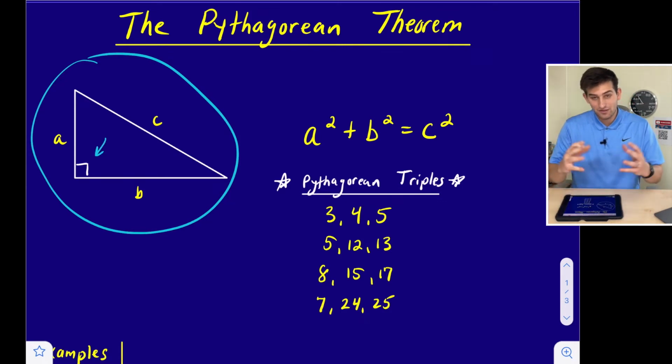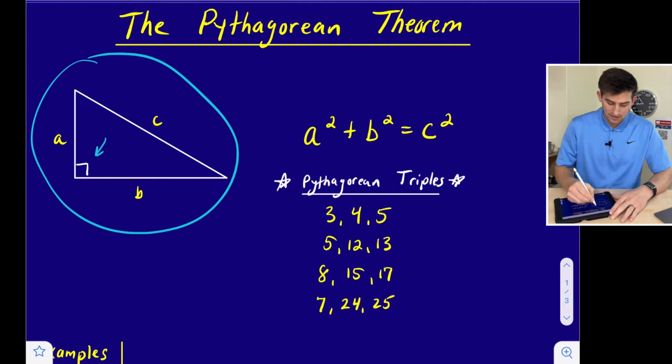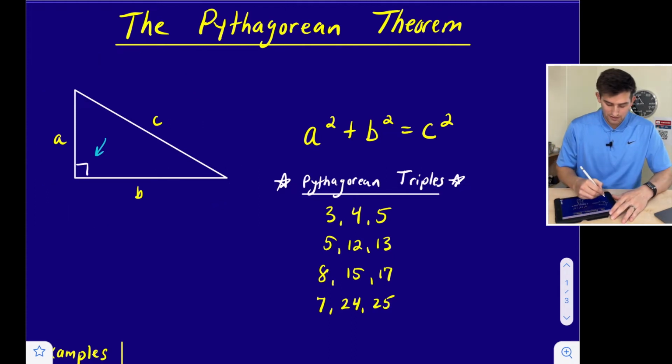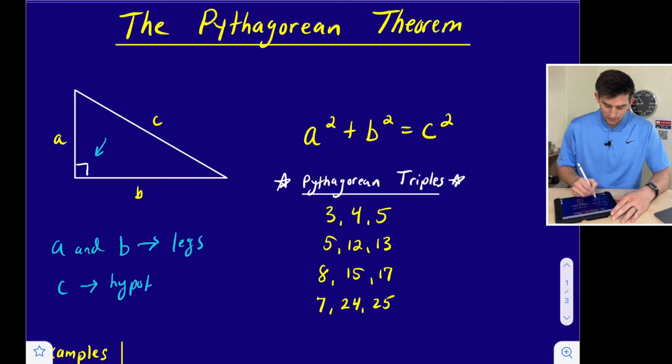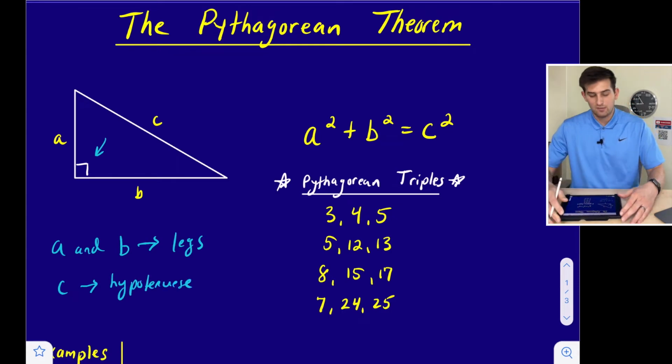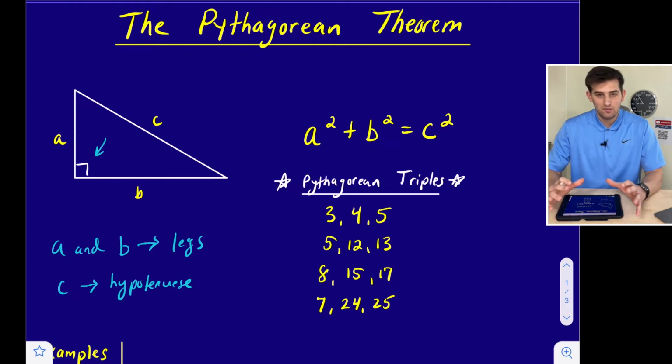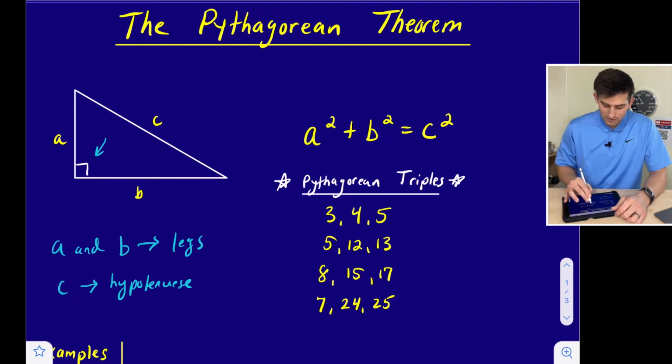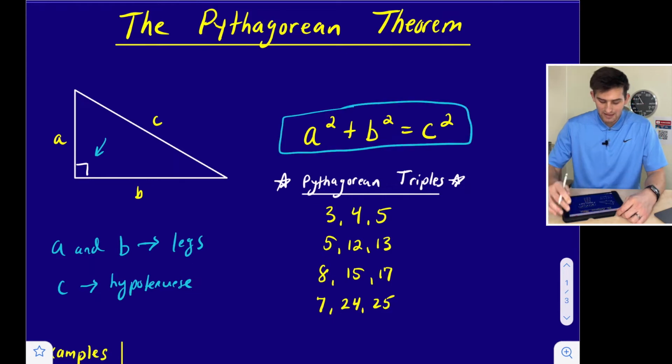And then we have three sides, obviously, to a triangle, but we have a vertical side and a horizontal side. Those two sides, A and B, are called the legs of the right triangle, and C we refer to as the hypotenuse. It doesn't matter which leg is A or B, they're interchangeable. And that brings us to the Pythagorean Theorem, which is a squared plus b squared is equal to c squared.